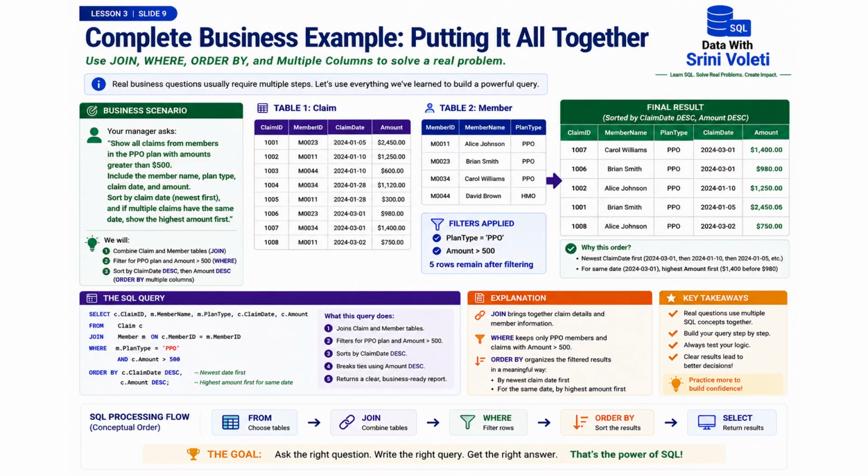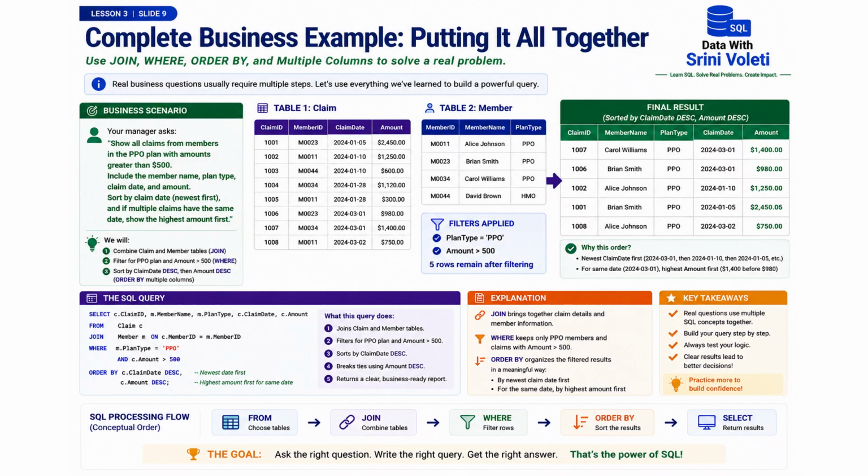First, we use join to combine the claim table with the member table. This gives us additional information such as the member's name and plan type. Next, we use the where clause to keep only the rows we need. In this case, we filter for members in the PPO plan and claims with amount greater than $500.